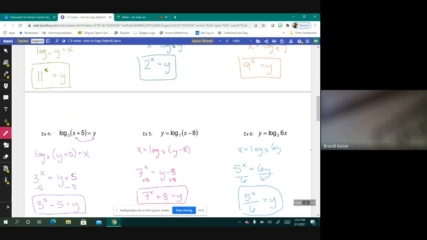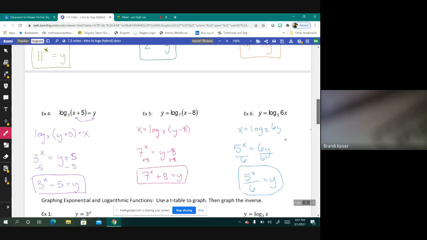Okay, so those are all pretty straightforward. You're just finding the inverse function. Again, that's not going to be an x equals a number or a y equals a number. You're just trying to get the opposite type of equation to look at.